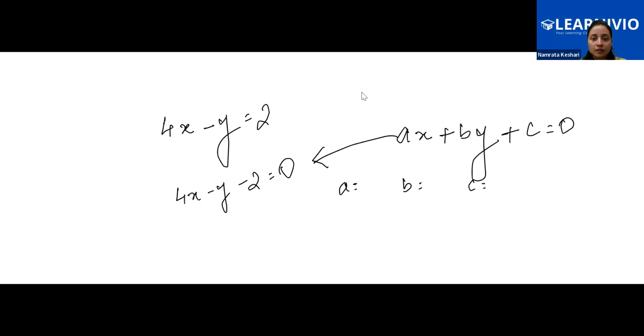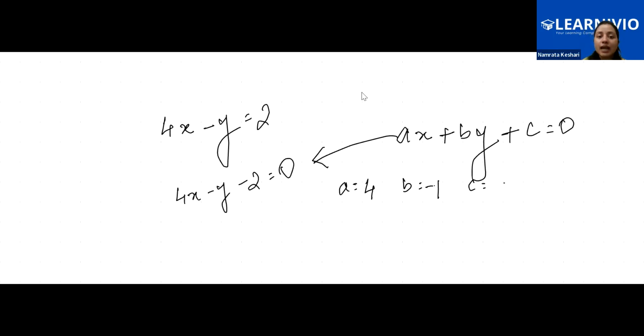A is 4x. 4 only. A is a number. A is just 4. Whatever is multiplied with x, that is a. What is b? 1 or minus 1? Minus 1. C is minus 2. -2.